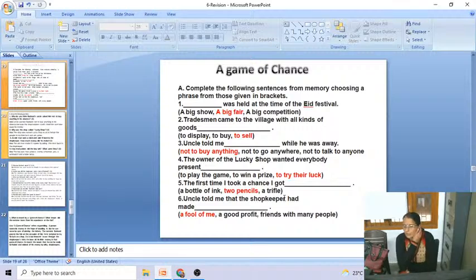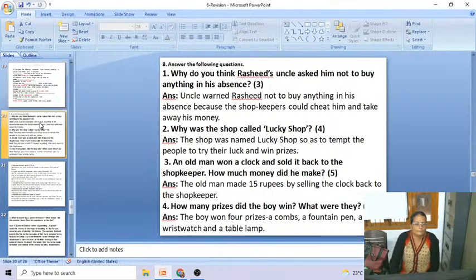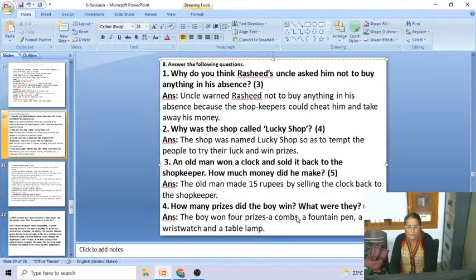Yes. Riddhi Rajurkar has typed all the correct answers. A comb, a fountain pen, a wristwatch and a table lamp. Let's see. Look here. The boy won 4 prizes. A comb, a fountain pen, a wristwatch and a table lamp. Many of you wrote 4 but wrote only 3. That will not work. Okay. The boy won 4 prizes. But you have to mention all the 4 prizes. Kharshi, you write it in an order. First a comb, then a pen, then a wristwatch and last a table lamp.